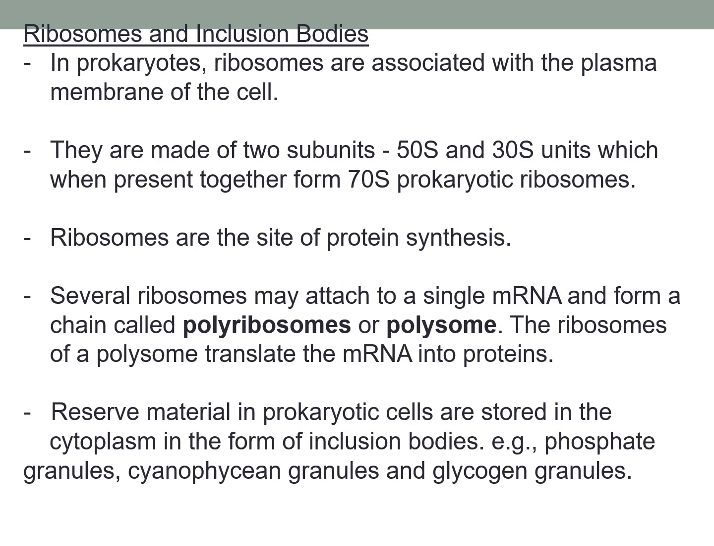Reserve material in prokaryotic cells is stored in the cytoplasm in the form of inclusion bodies. Examples are phosphate granules, cyanophycean granules, and glycogen granules. Phosphate granules help in storage of phosphate, and cyanophycean granules help in storage of nitrogen and carbon. Glycogen granules help in the storage of glycogen, which is a type of carbohydrate. So reserve food material gives energy to the prokaryotic cell as and when required.